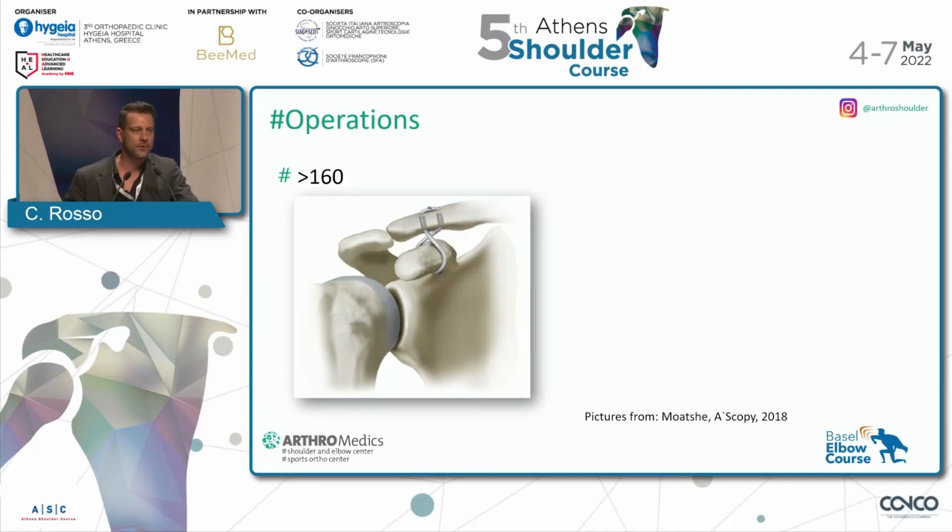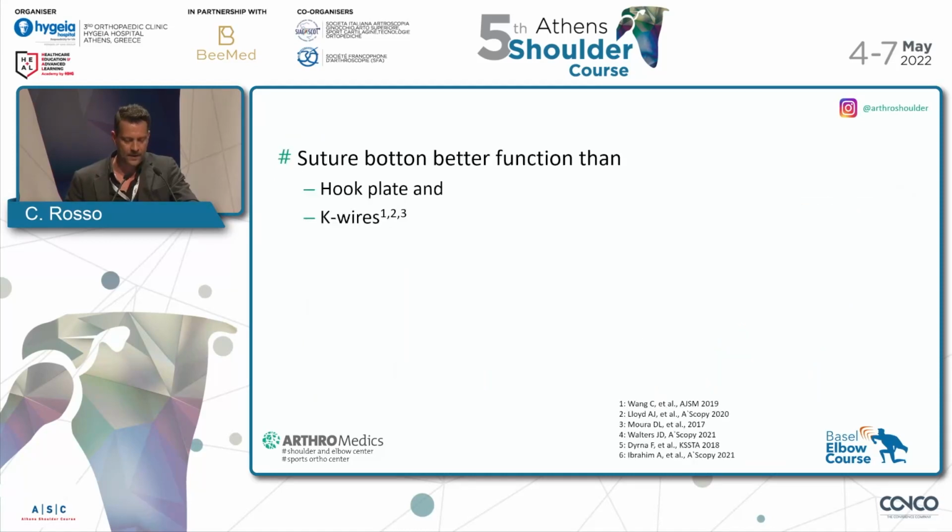So if we go for operation in the higher grades, there are so many operations that were described. This shows us that none of the operations is perfect. However, the studies found that the suture button has a better function than hook plates. Hook plates, you know, are considered a chromium killer, and I do see a lot of problems with hook plates, and just putting K-wires is not a good option. Maybe K-wires in addition to arthroscopic CC reconstruction is a good way for horizontal instability.